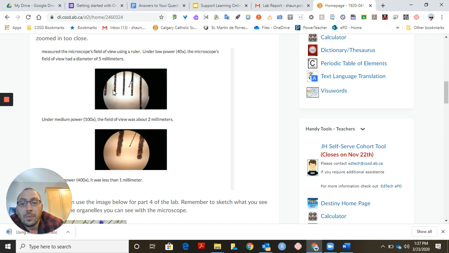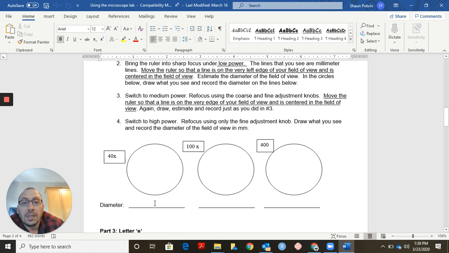And you can see right here, we've got a space in between each of these lines. These are the lines that are on a ruler. Space in between each one of these is 1 millimeter. So we have 1, 2, 3, 4, 5. You are going to draw that on the lab in the circles provided right here. And then you're going to tell me what that diameter was. In that case, it was 5 millimeters. Do the same thing for the 100 times and the 400 times.